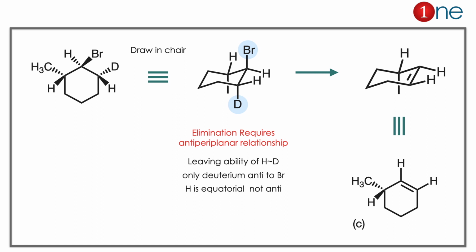Here you have to learn two important things. One is you have to imagine the molecule in a three-dimensional way if cyclohexane is given. Second thing is anti-periplanar elimination. Normally the elimination, kind of E2 elimination, occurs through the anti-periplanar way. Both leaving groups should be in anti position or 180 degree position.